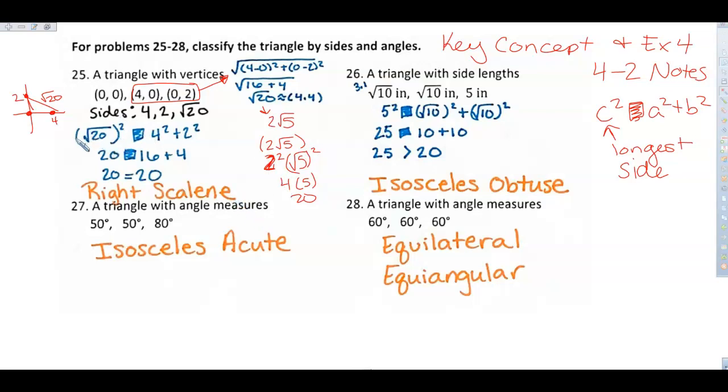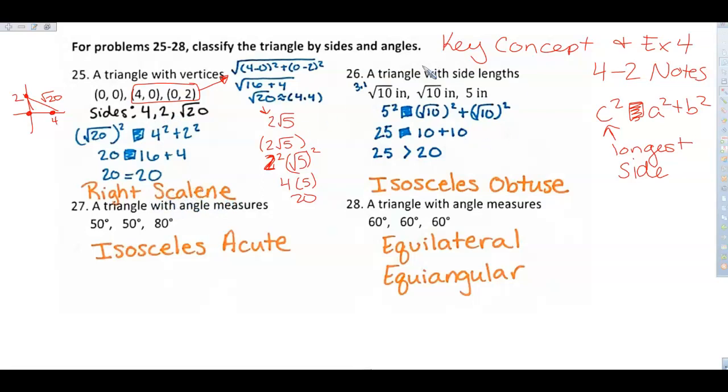All right? So when we do the square root of 20 squared, I get 20. 4 squared is 16. 2 squared is 4. So 20 is equal to 20, which means I have a right triangle. Now, all 3 sides are different lengths, so that means the triangle is also scalene.